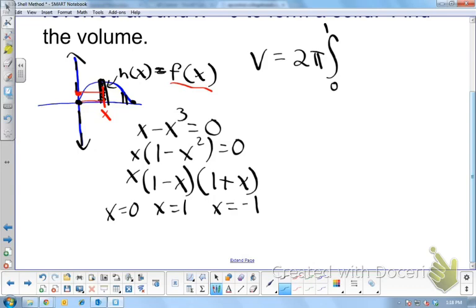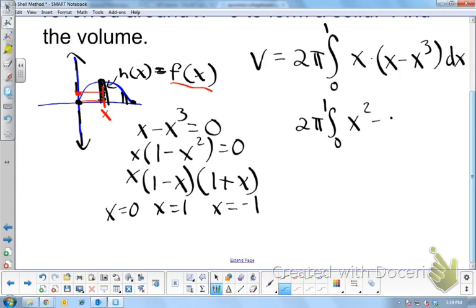And then we just do our radius times our height. What was our radius? x. What was our height? f of x, which in this case was the function x minus x to the third. And then we integrate and use the fundamental theorem of calculus. So I'm going to distribute the x in to make it easier for our integration. We get x squared minus x to the fourth.